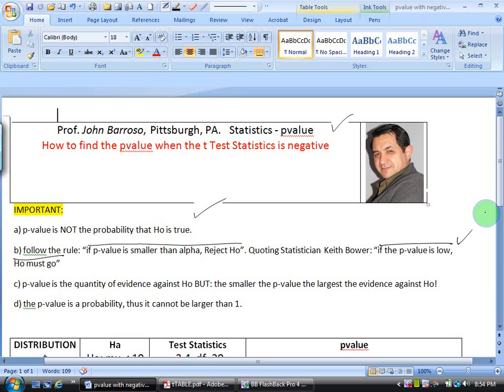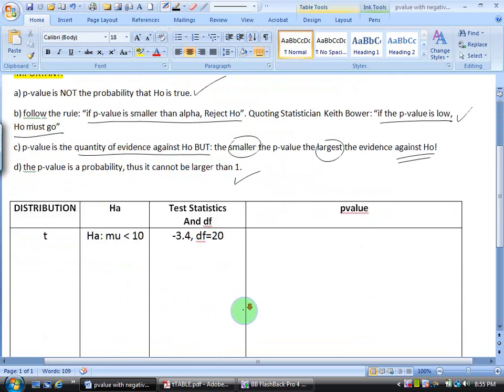Also, the p-value is the quantity of evidence against H0, but there is a catch. A small p-value has large evidence against H0. So if the p-value is small, there's a lot of evidence against H0. Otherwise, there isn't. The p-value is a probability and it cannot be more than 1. Okay? So now let's see how we're going to approach this.